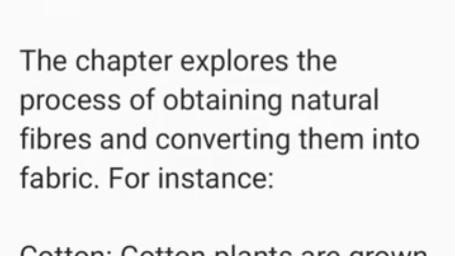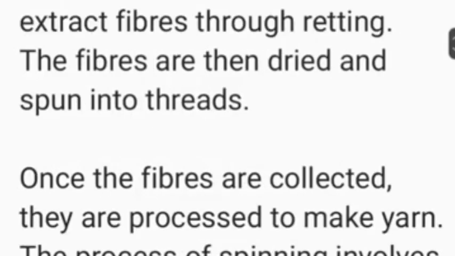The chapter explores the process of obtaining natural fibers and converting them into fabric. For instance, cotton. Cotton plants are grown in fields, and their bolls are picked when mature. The seeds are separated through a process called ginning. The cotton fiber is then spun into yarn.